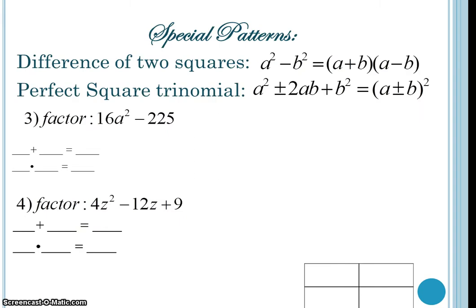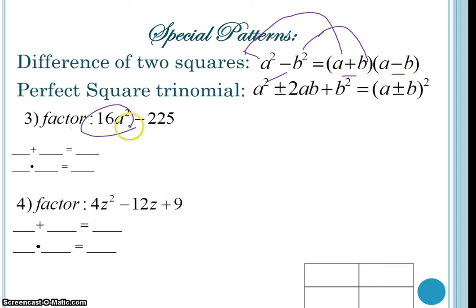Okay, next one is when you have special patterns. So there's two special patterns. You can always use the box method for factoring, but you may notice that you have perfect square trinomials or the difference of two squares. So the first one is if you have a perfect square and you're subtracting a perfect square, then they factor as the square root of the first, square root of the second, one plus, one minus.